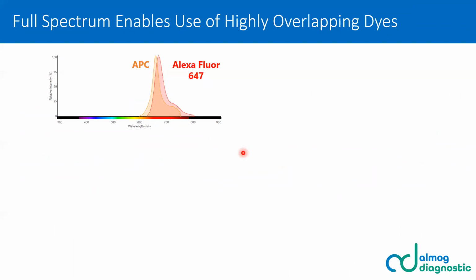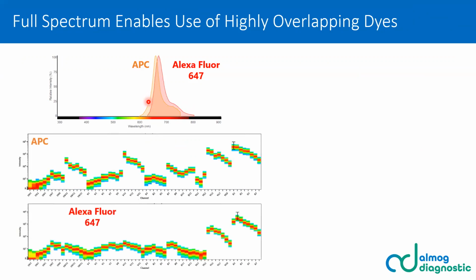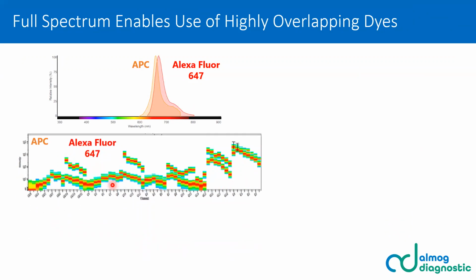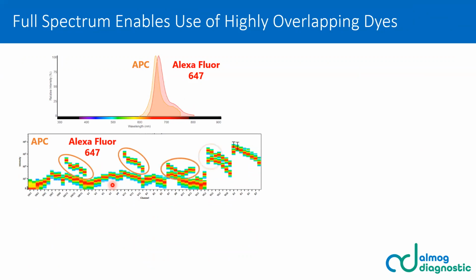When we are looking at the emission peaks of these two dyes, it is clear that they cannot be analyzed together in the same tube by a classical flow cytometer. But when looking at the emission signatures of these two dyes in the eyes of Aurora, very clear differences are seen. Let's overlay these two signatures. As you can see, there are many differences in the ultraviolet, violet, and blue laser channels, but even in the yellow, green, and red laser channels, there are some differences.